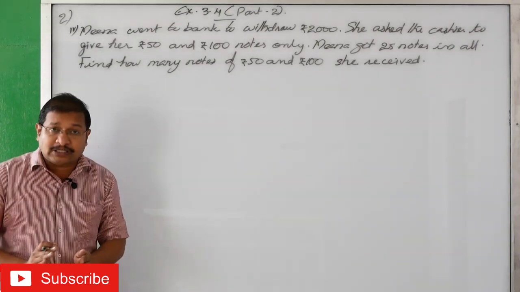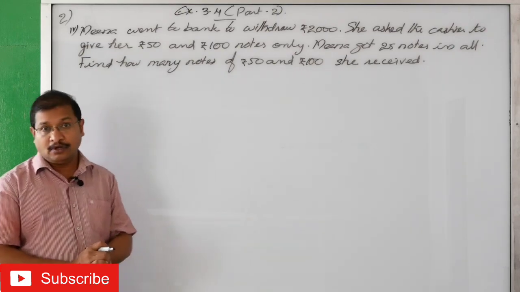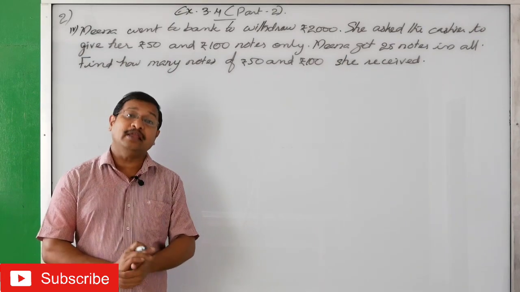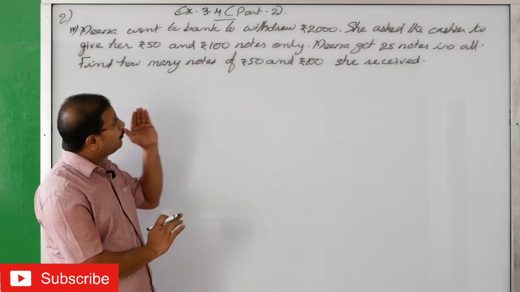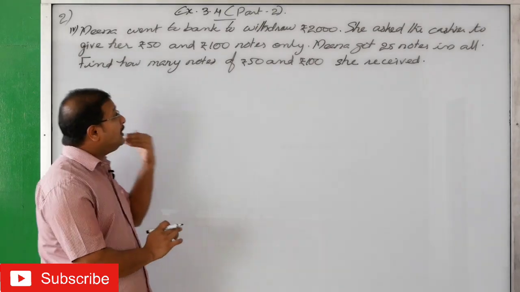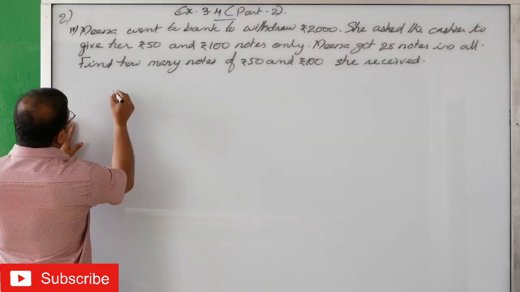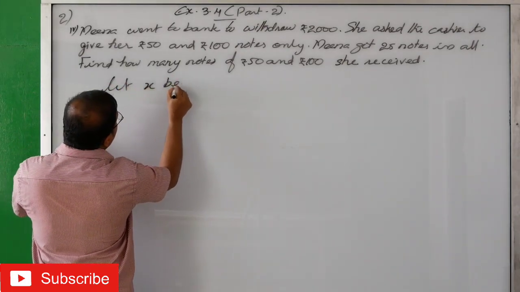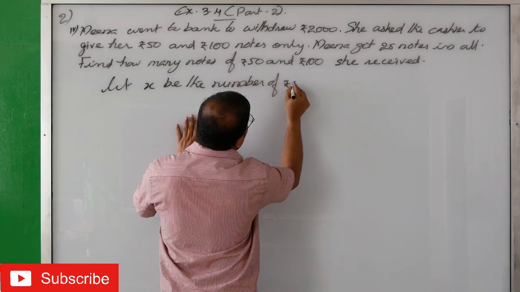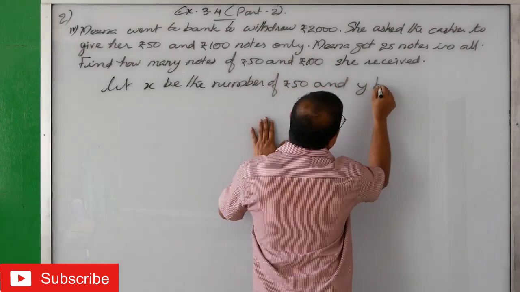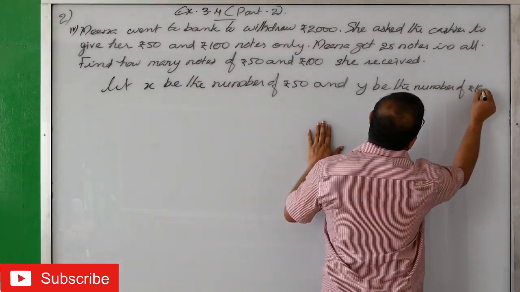Ready? So, one person, that means Meena, went to the bank and withdrew 2000 rupees. But of course, she asked the cashier to give only 50 rupee and 100 rupee notes. Altogether, she got 25 notes. But we have to find out how many 50 rupee notes and how many 100 rupee notes she got. Ready? Let's start the work. We'll write first, let x be the number of rupees 50 notes and y be the number of rupees 100 notes.